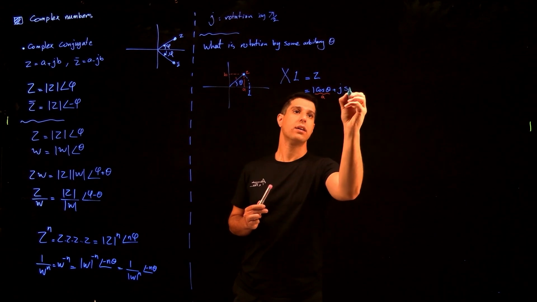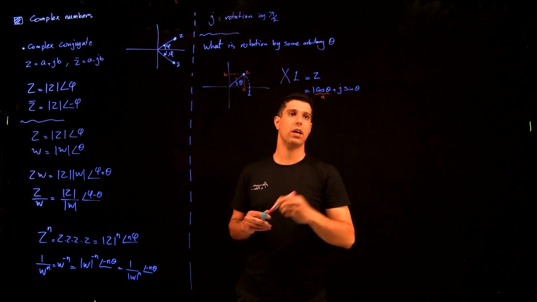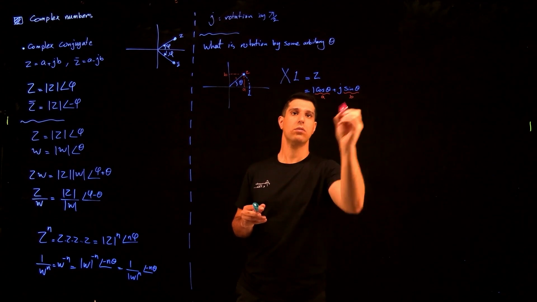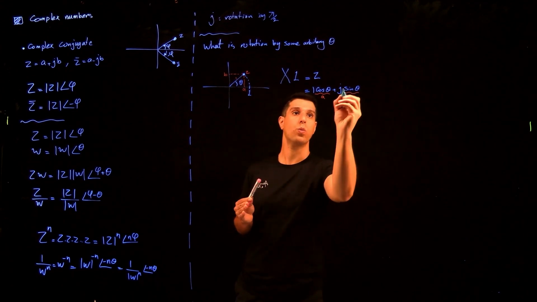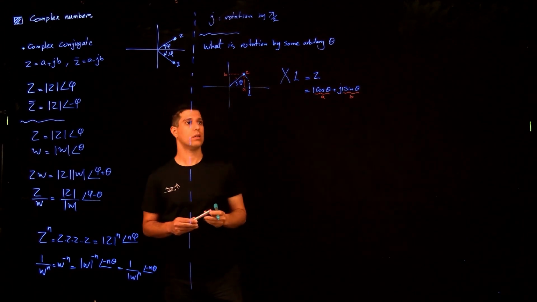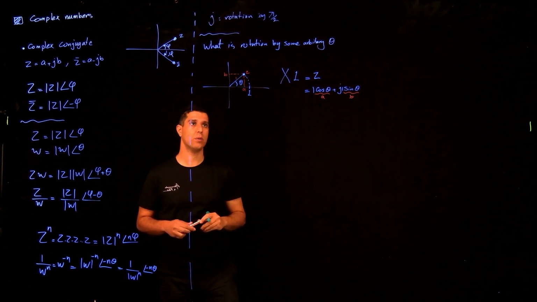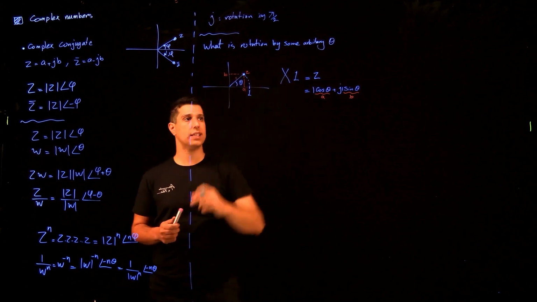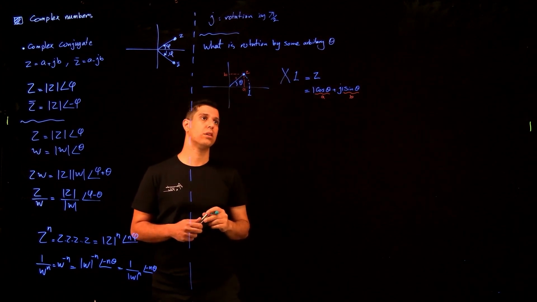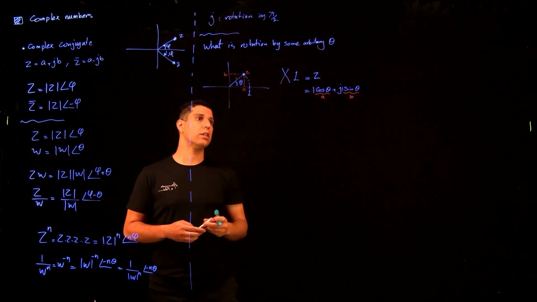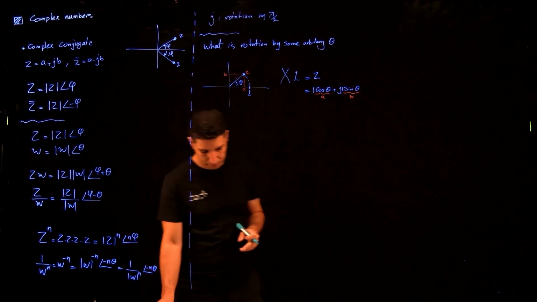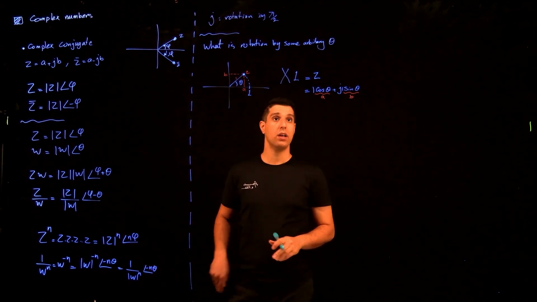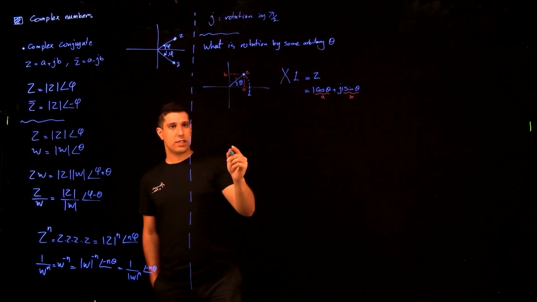Plus j sine of theta, and that is b. Oh, maybe I can have a 1 here. So it's the same number. We are still trying to find that x. I'm just writing number z just as a function of its components. Now it gets a little messy.